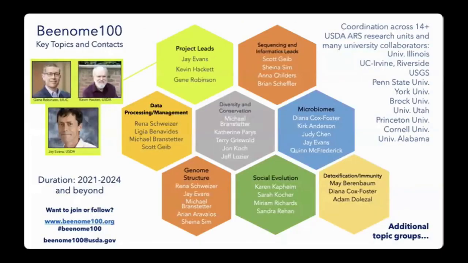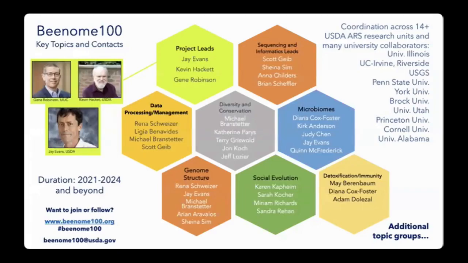So Beenome100 is led by Gene Robinson at the University of Illinois, as well as Kevin Hackett and Jay Evans of USDA. The project started when Gene helped acquire congressionally mandated funds to conduct honeybee and native bee genomics research. USDA was brought in to help lead the project and disperse funds to various USDA labs and collaborators that could help collect and identify native bees. And the project now includes over 14 USDA labs and university collaborators.